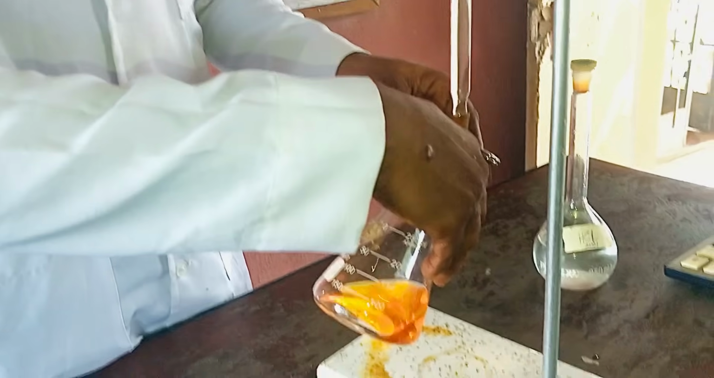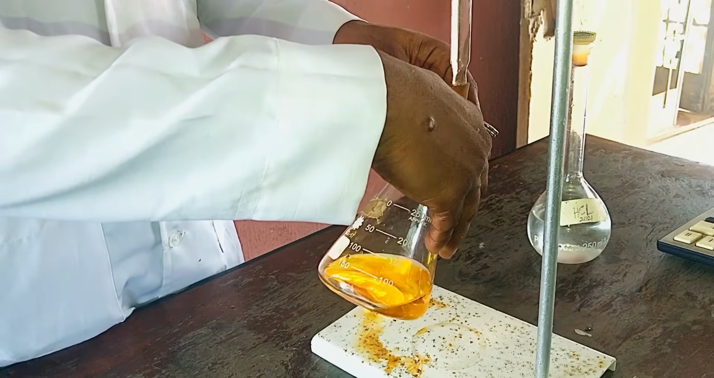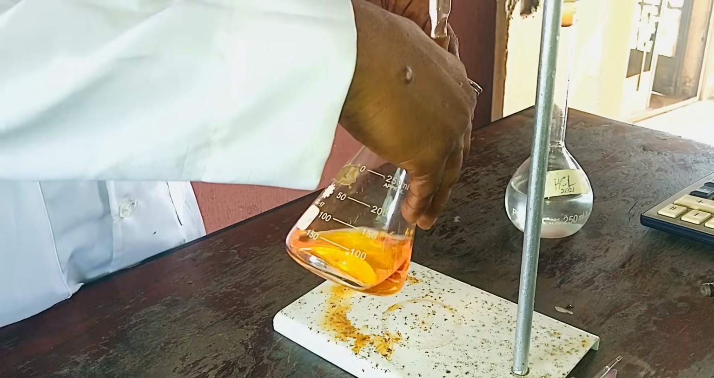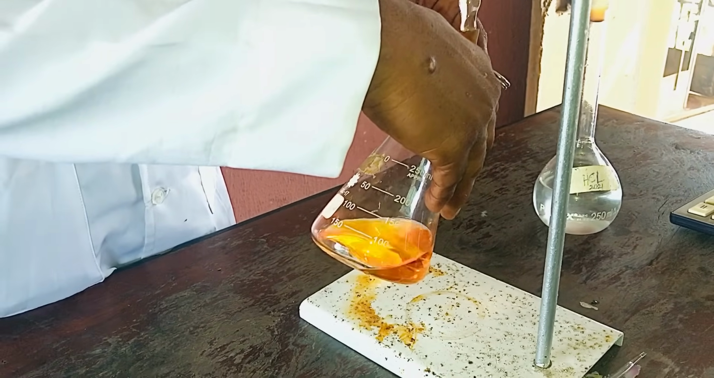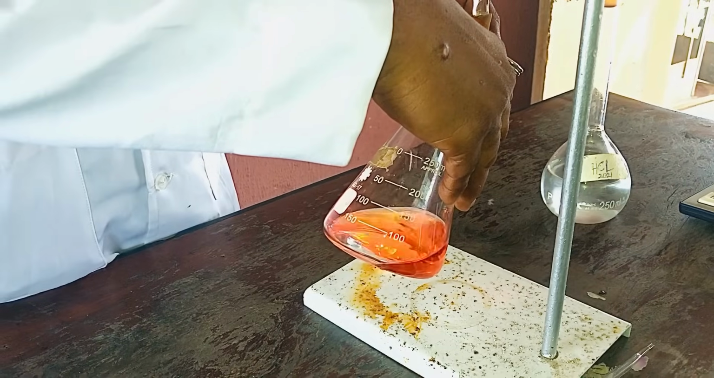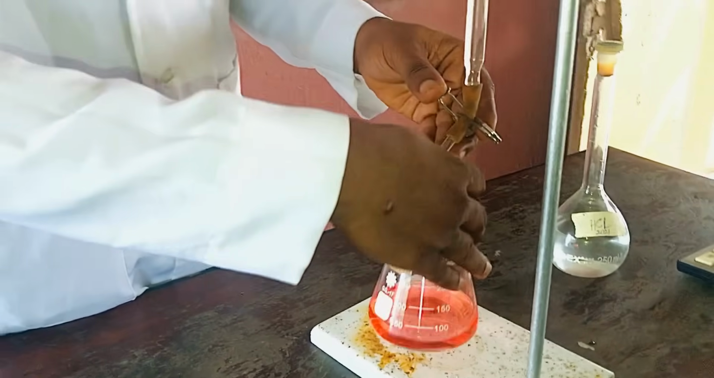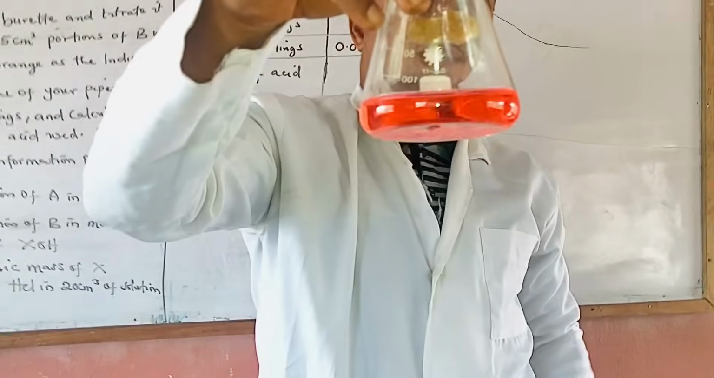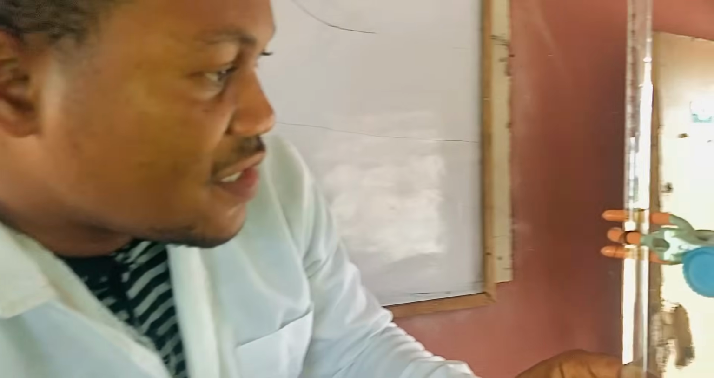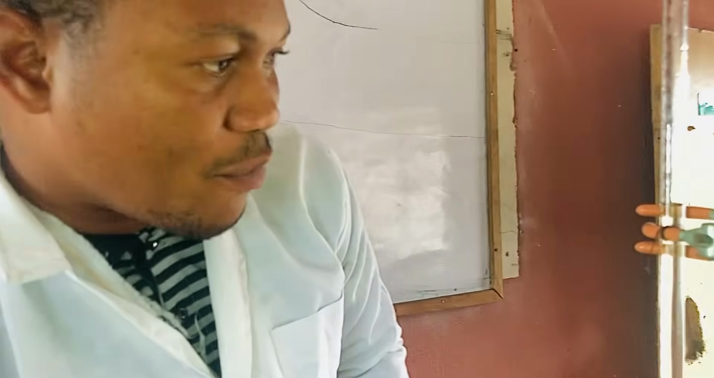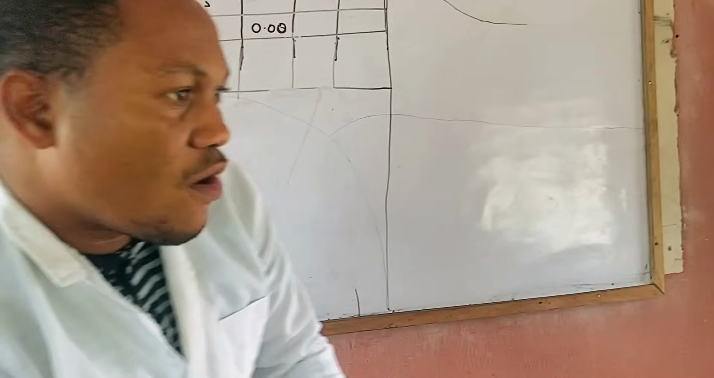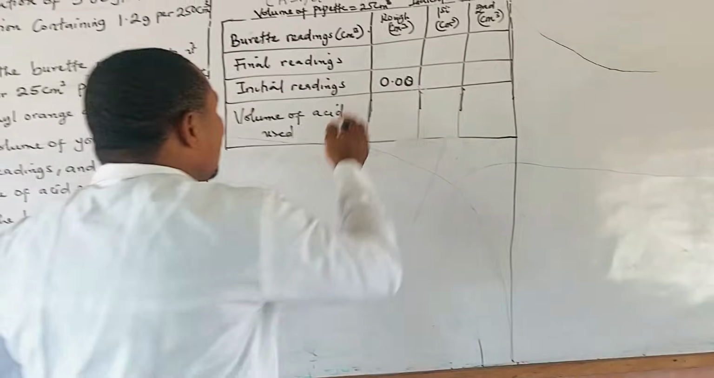You can see that now. You can see, it needs to change color, you can see that. Gently, gently. Can we see that now? Correct. You can see the color change now. Can you see that? This is the color change. So we take our burette reading. Here I have 29.40 for my rough.